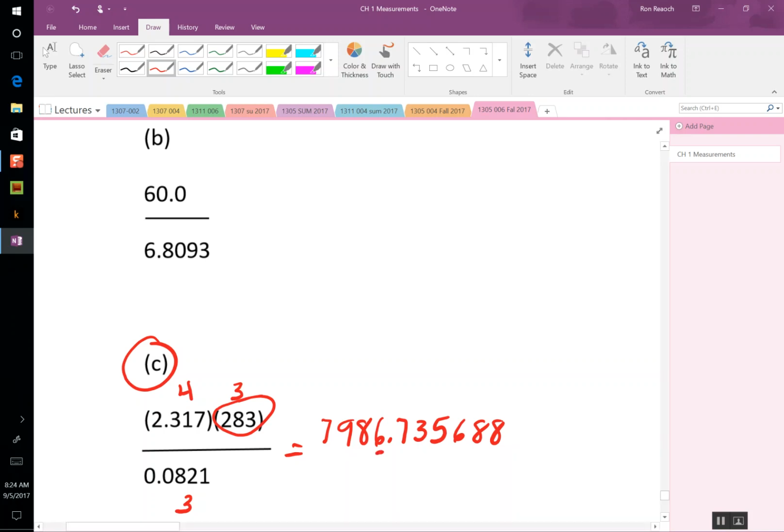So this is greater than 5. So that's going to jump that 8 up to a 9. So the answer is going to be 7990. No decimal place after it. If you put a decimal place after it, you've just said it's 4 significant figures. So we round it off to 7990.